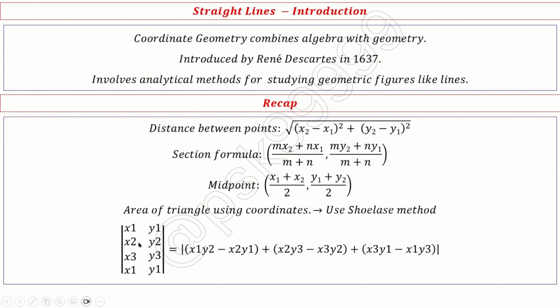If you are given, let's say, 3 points for a triangle, x1 y1, x2 y2, x3 y3, you will write another x1 y1 at the end, and then do it this way: x1 y2 minus x2 y1, then x2 y3 minus x3 y2, then x3 y1 minus x1 y3. One side is plus, the other side is minus, and then take the modulus of this. This is the area formula for any polygon. If you have, let's say, a pentagon, you will write x1 y1, x2 y2, x3 y3, x4 y4, x5 y5, and then write the first one again, x1 y1.